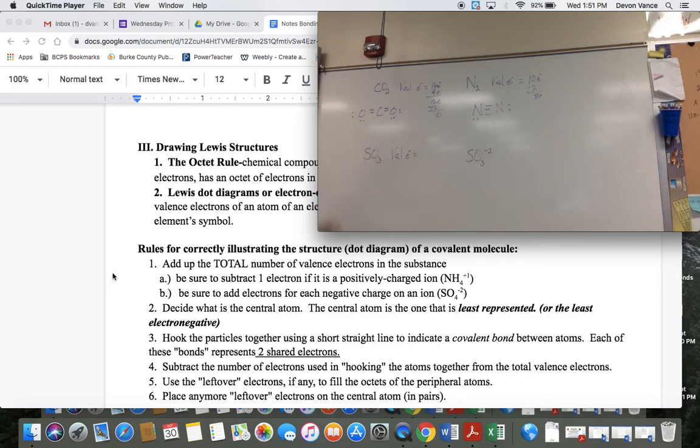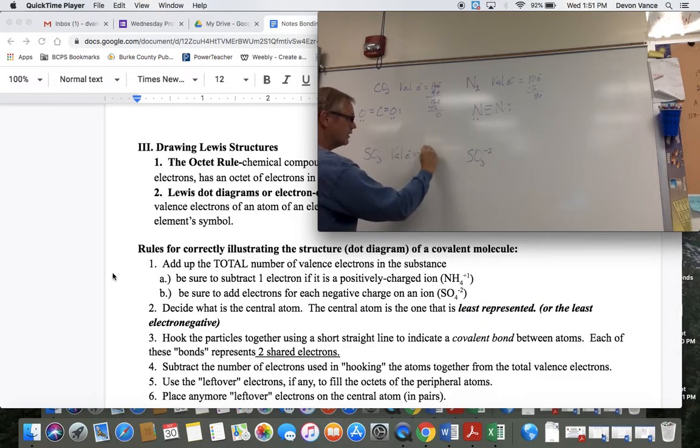And this is sulfur and oxygen. So oxygen has 6, sulfur has 6. 6 times 4 is 24 valence electrons. So I put my sulfur surrounded by 3 oxygens. So I've used 2, 4, 6. So that means I have 18 electrons left. So I'm going to go around and put 6 electrons around that oxygen, 6 electrons around that oxygen, 6 electrons around that oxygen, for a total of 18 used electrons.